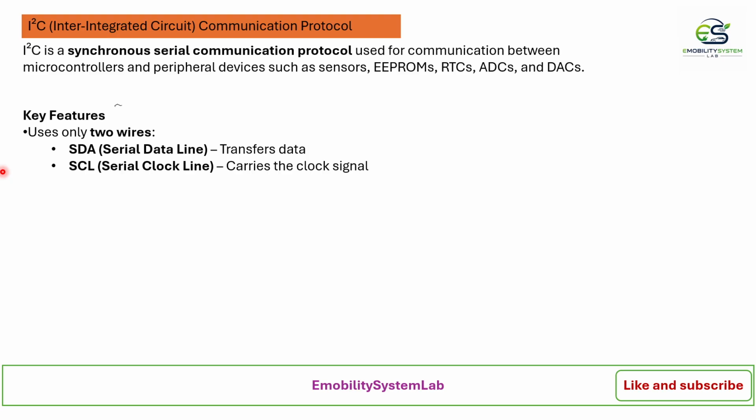Without a clock, data cannot be transferred in the I2C communication protocol. So the clock is very important. When you are implementing I2C, you have to take care of the clock signal. Otherwise you will not be able to implement it or transmit any data through the SDA line in the I2C communication protocol.